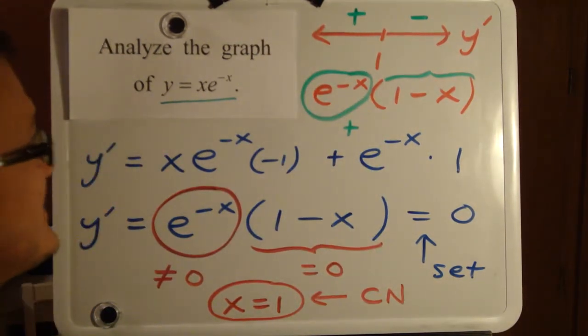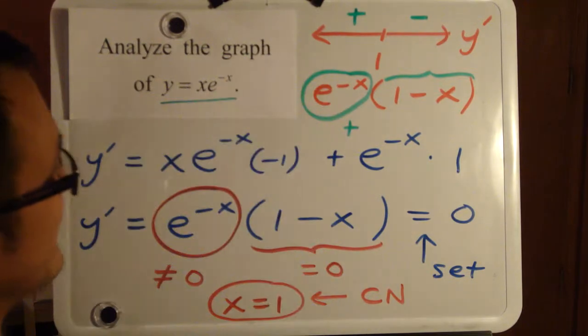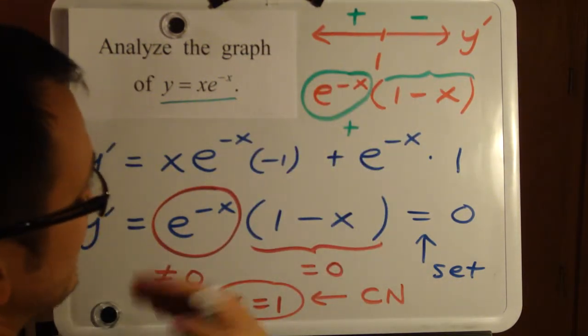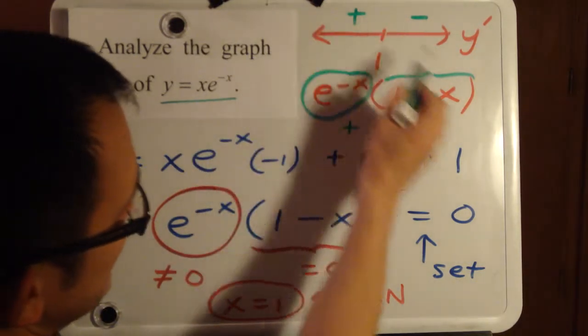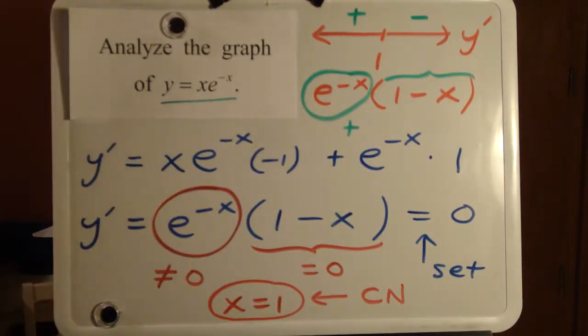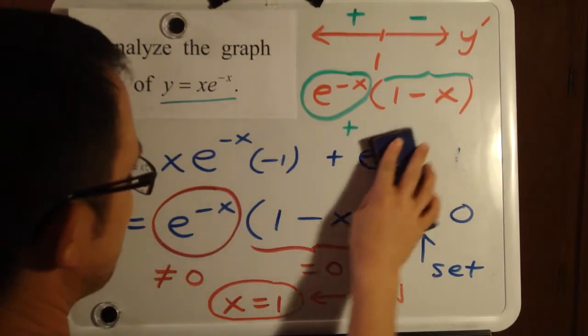So what this is telling us is our function is increasing to the left of 1, and then decreasing to the right of 1. And so we can visualize this, the rise and then the fall. So we're going to have a maximum occurring at 1. So I'll write this information down here.